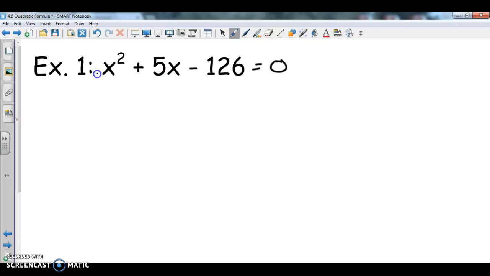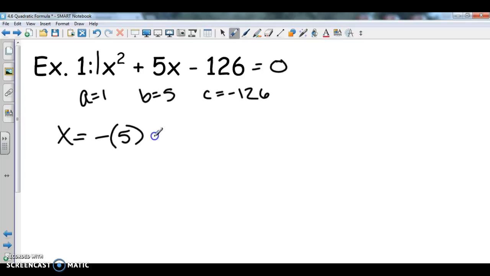So the number in front of x squared is a, so a is 1, b is 5, and c is negative 126. So we're just going to plug all these numbers in the quadratic formula using parentheses. So x equals negative b, which is 5, plus or minus the square root of 5 squared. I'm just plugging it all in.